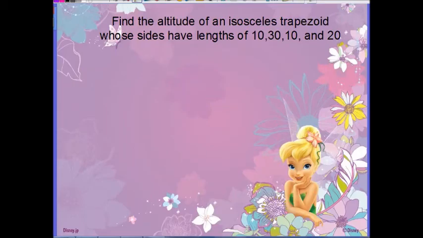So why don't you try this one? Find the altitude of an isosceles trapezoid whose sides have lengths 10, 30, 10, and 20. Press pause and let's see what you can do.